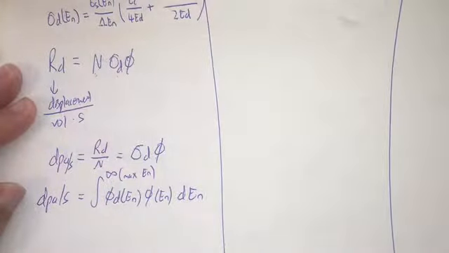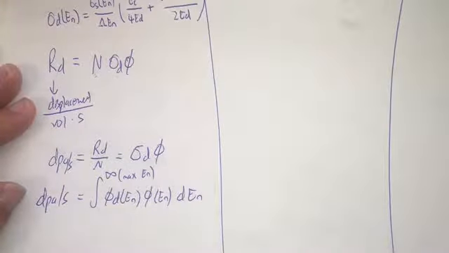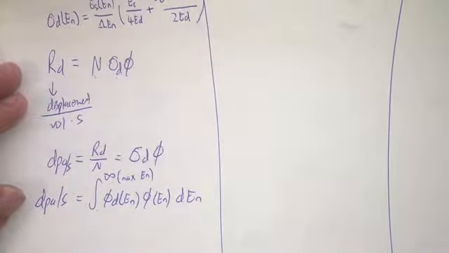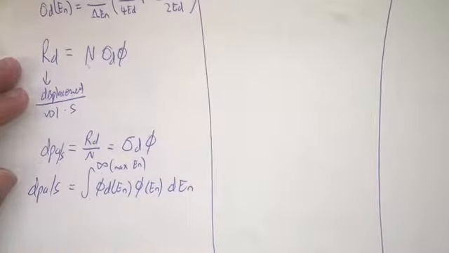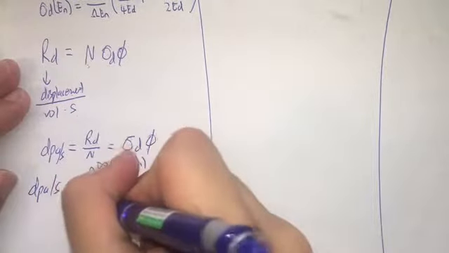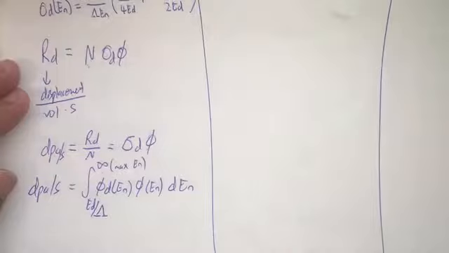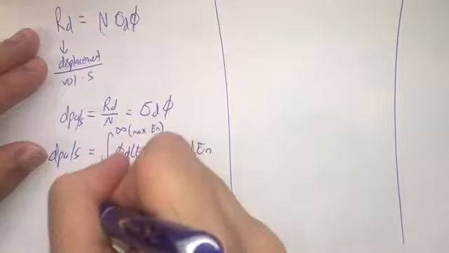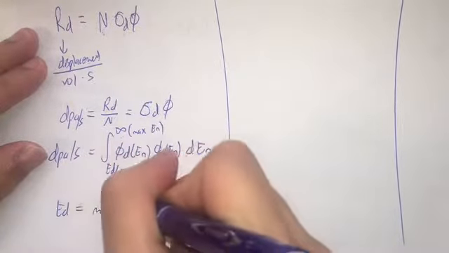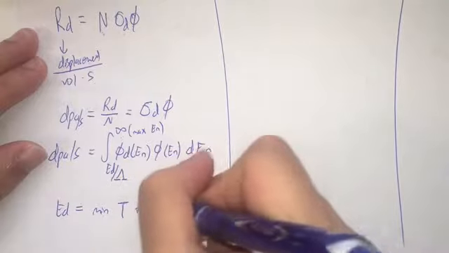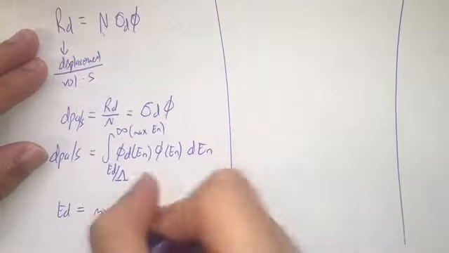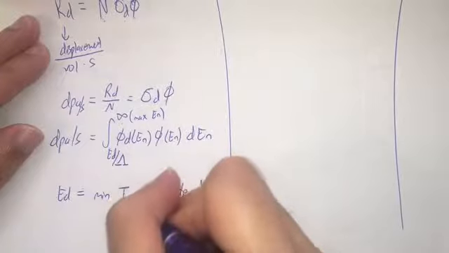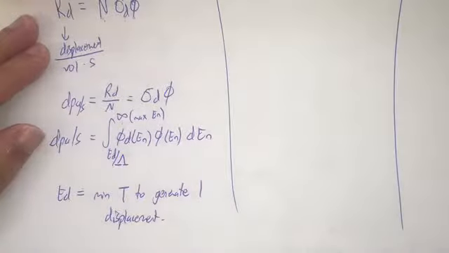Okay, and what's the lower limit? Well, based on the conservation of kinetic energy and conservation of momentum, we will have this expression here, Ed over lambda. Why is that? Remember that Ed equals the minimum energy of the PKA to generate one displacement. So that's the minimum energy to generate one displacement.